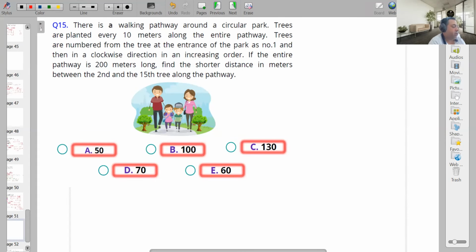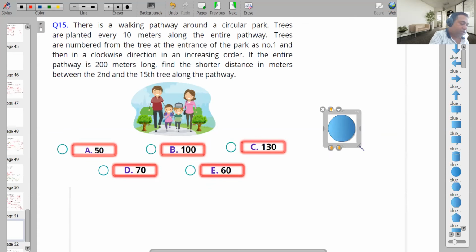Question number 15. There is a walking pathway around a circular park. Trees are planted every 10 meters along the entire pathway. Trees are numbered from the tree at the entrance of the park as number 1 and then in a clockwise direction in increasing order. If the entire pathway is 200 meters long, find the shortest distance in meters between the second and the 15th tree along the pathway. Okay, so let's understand this. Let's draw a circle first. So let's say this is a circular park.